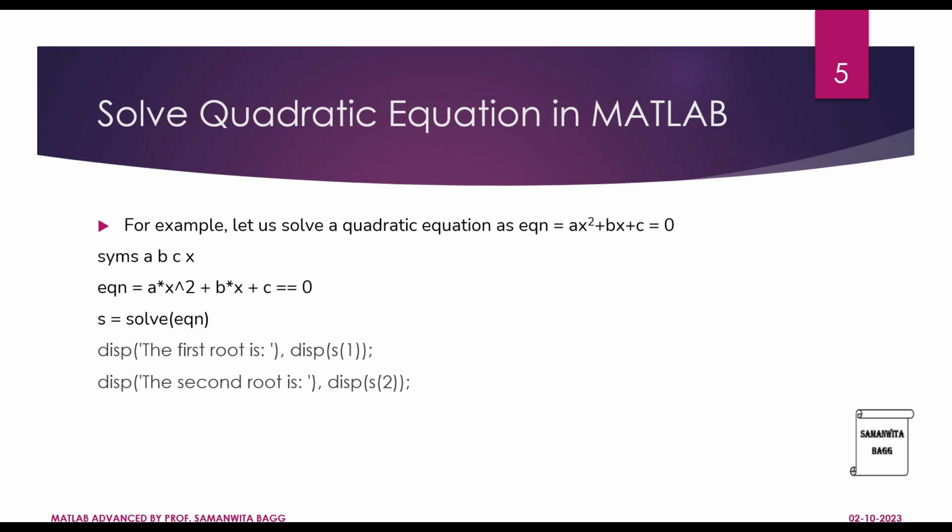Let's see another example. The equation is ax square plus bx plus c is 0. So we will first start by declaring the variables in this equation. So syms a, b, c and x. These are the various variables in this equation. Next I have typed the entire equation, ax square plus bx plus c is 0. S is solving the equation and displaying the roots in DSP1 and DSP2.